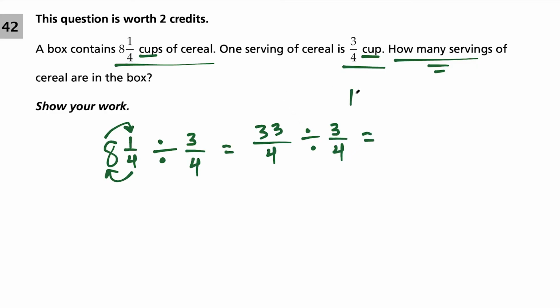And now the nice mnemonic to know when you're dividing fractions is keep, change, flip. You're going to keep the first fraction as 33 over 4. You're going to change the operation to multiplication, and you're going to flip the second fraction to 4 over 3.